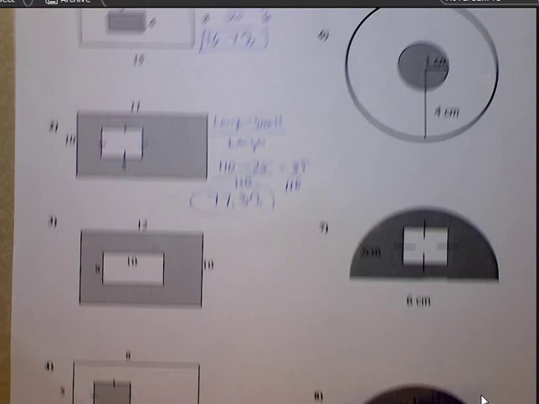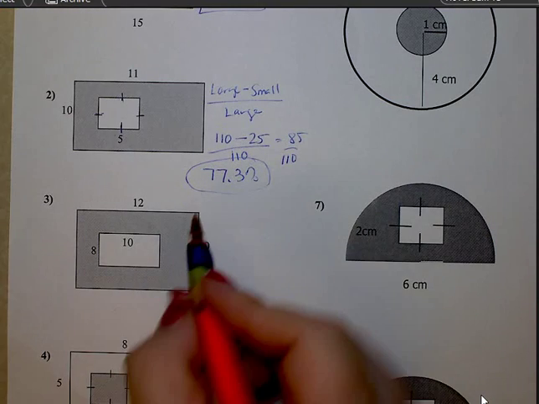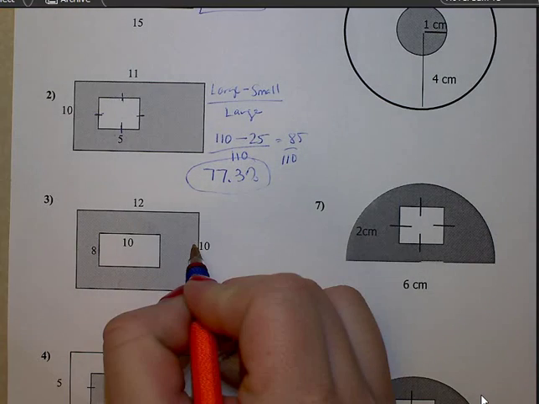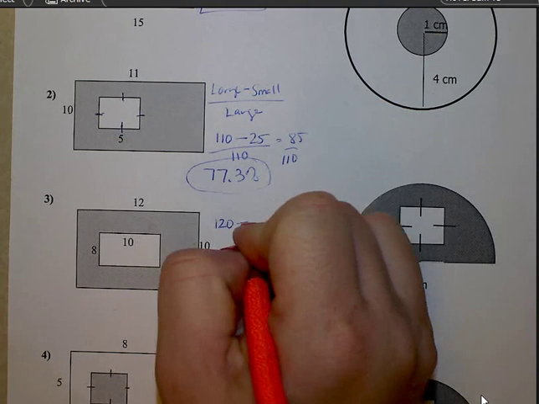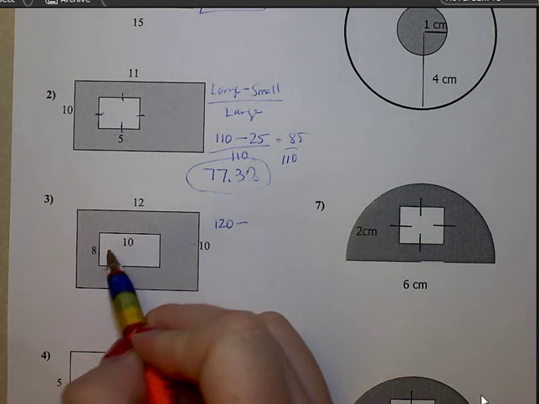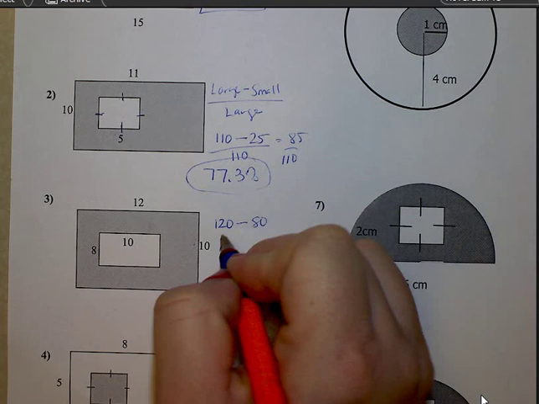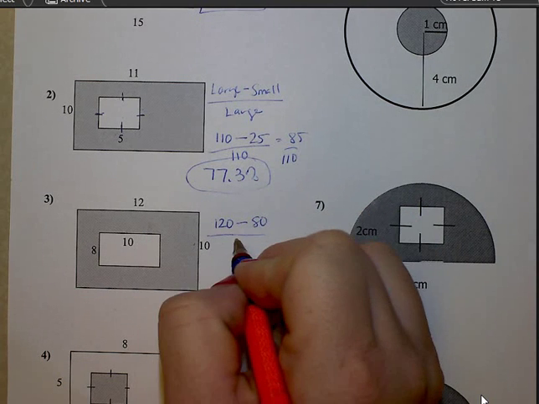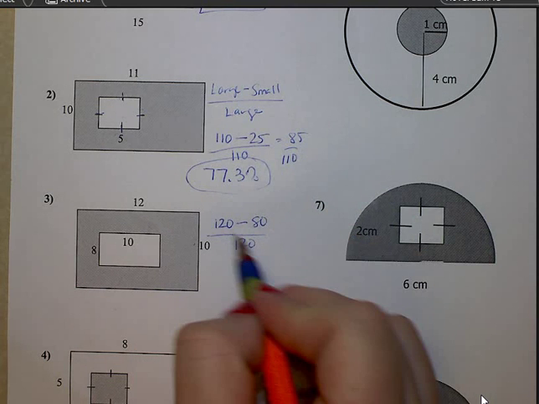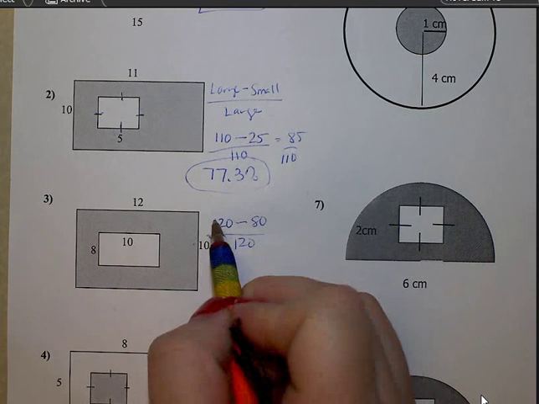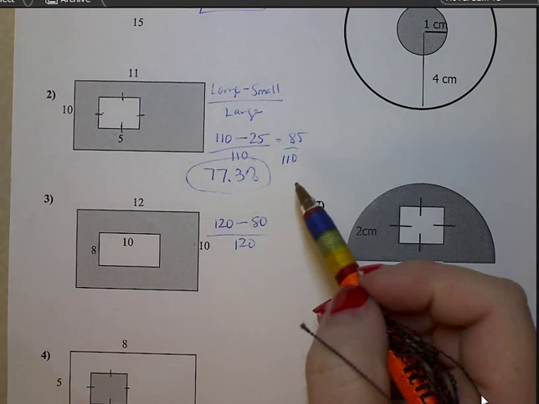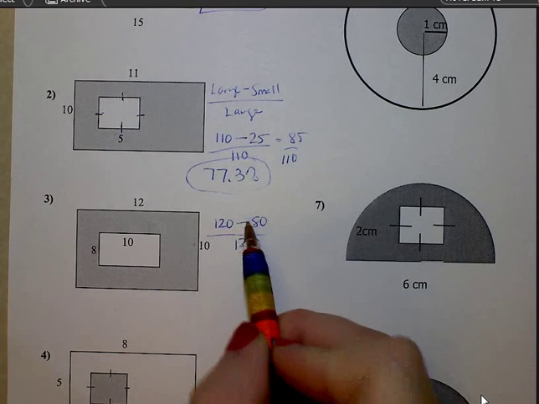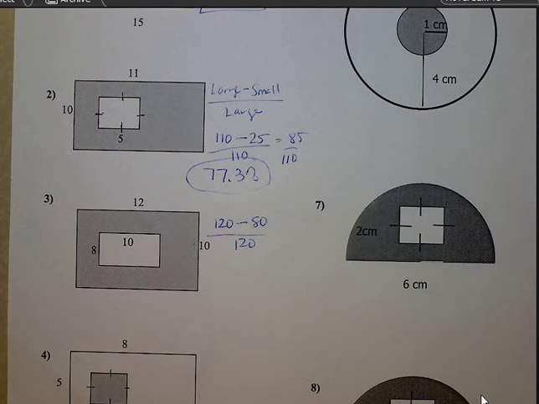Okay, third one. Again, we have the outside shaded. So the large region is going to be 12 times 10. 12 times 10 is 120. Subtract the small region. 10 times 8 is 80. Divided by the large, which is 120. A lot of students in previous hours are wanting to just cancel out the 120 on top, the 120 on bottom. Not mathematically correct. First you have to do the math on top. So 120 subtract 80 gives us an answer of 40.